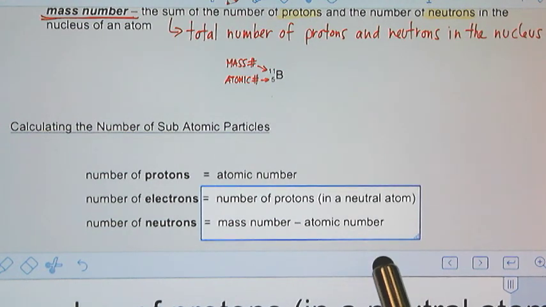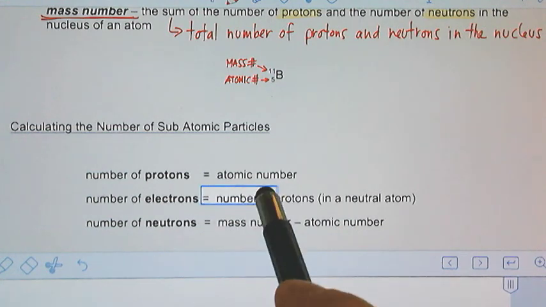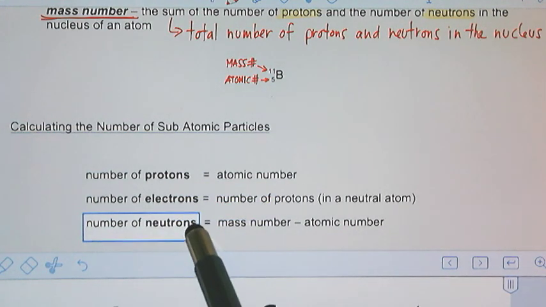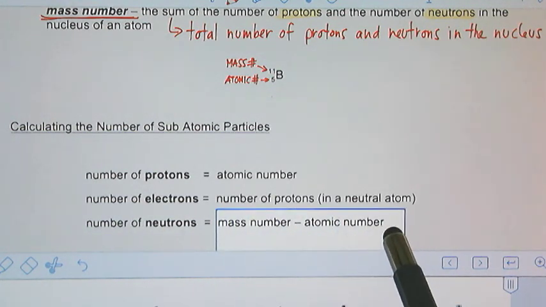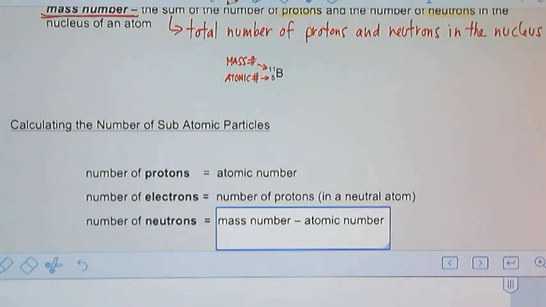The last subatomic particle that we're responsible for is the number of neutrons. How do I find the number of neutrons? Well, I know that the mass number tells us how many neutrons and protons are in the nucleus. So the mass number is neutrons and protons, and the atomic number is just protons. If I subtract the mass number and the atomic number, what I'll be left with is just the number of neutrons. So you take the mass number, subtract from it the atomic number, and you get the number of neutrons.